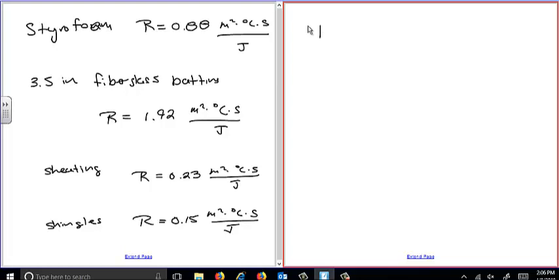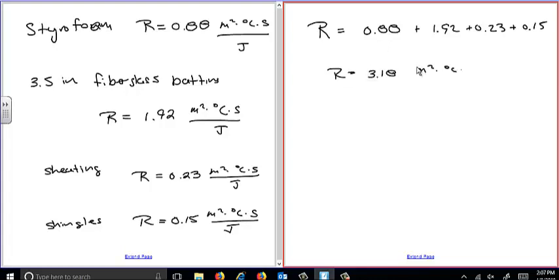So what you do is you do the total R value and you just add them together: 0.88 plus 1.92 plus 0.23 plus 0.15. And that's the beauty of R value. You just add the numbers together. That gives you a total of 3.18 meters squared, degrees C, seconds per joule.